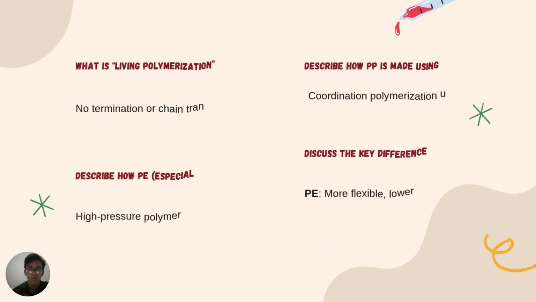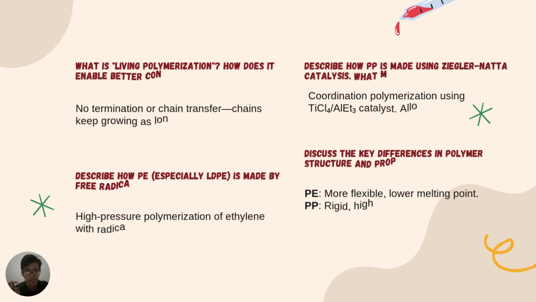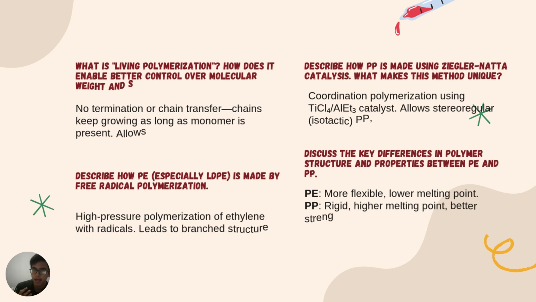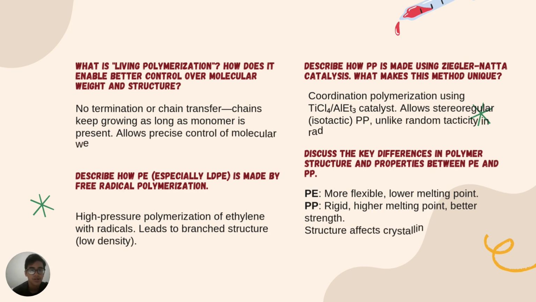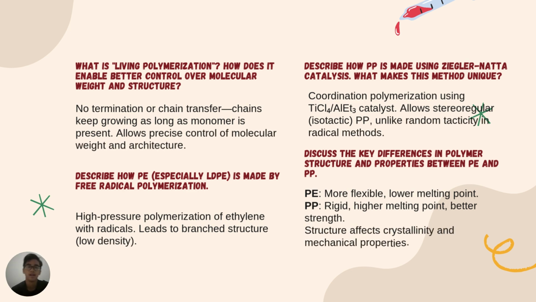And then we move on to the fifth question, which is, what is living polymerization? And how does it enable better control over molecular weight and structure? So no termination or chain transfer makes it so the chain keeps growing as long as the monomer is still present, which allows precise control of molecular weight and architecture. That is it. So if it doesn't get terminated, the chain keeps on extending as long as there is monomer present.